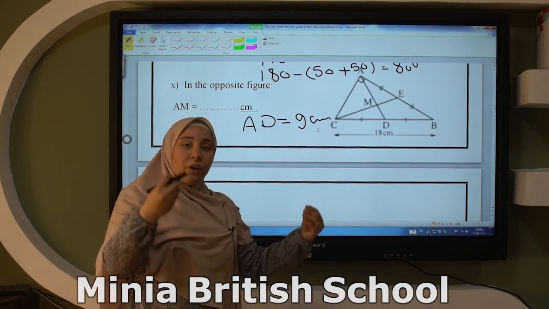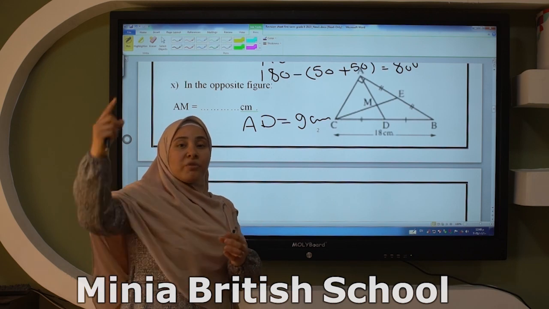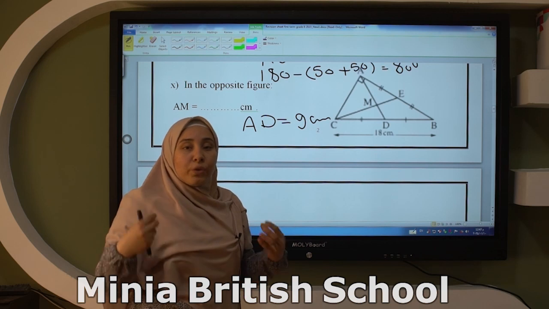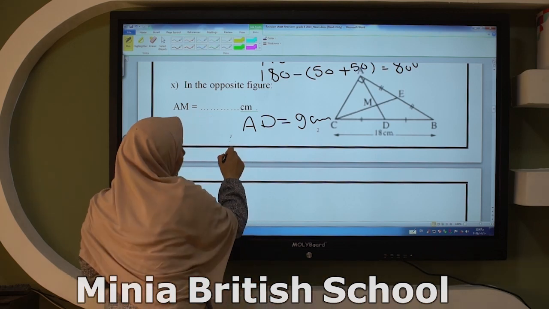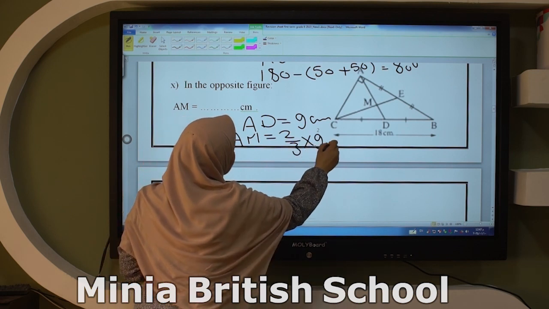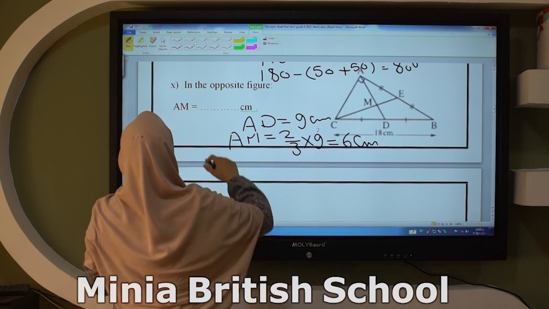But I need to find the length of AM. AM here is nearest to the vertex. Then the length of AM equals 2/3 of the median. Then AM equals 2/3 times 9 equals 6 centimeters.